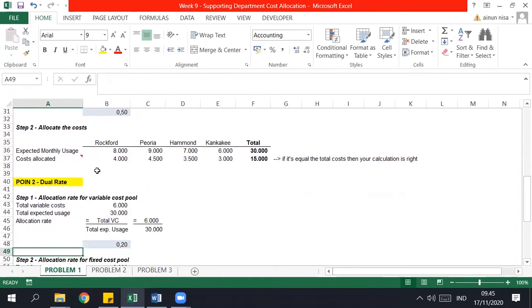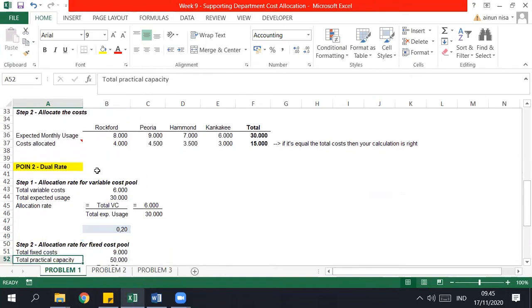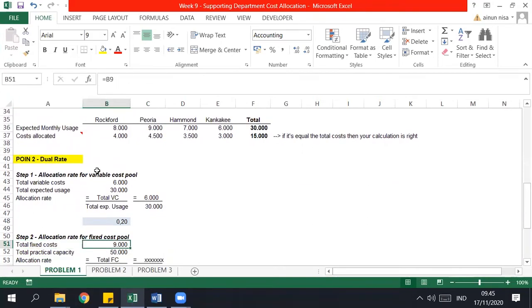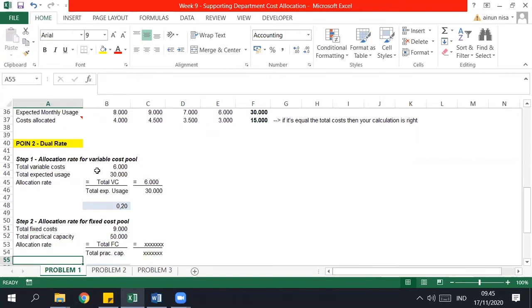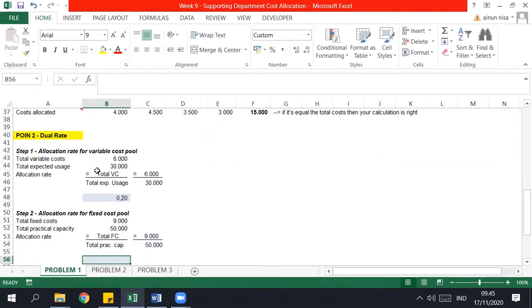Okay, second is the allocation rate for the fixed cost pool. The total fixed cost is 9,000 as stated in the question, while the total practical capacity is 50,000. So to calculate the allocation rate, we just have to divide the total fixed cost by the total practical capacity. Therefore, it is 9,000 divided by 50,000, and the allocation rate is 0.18.